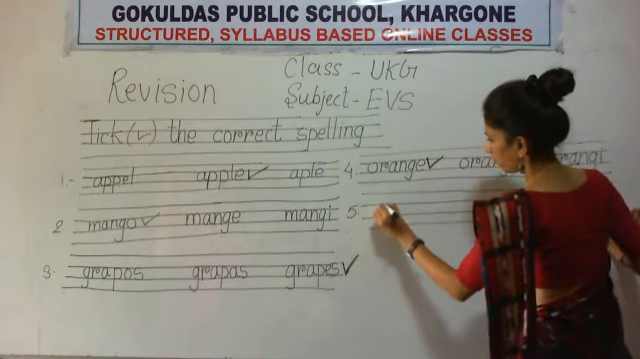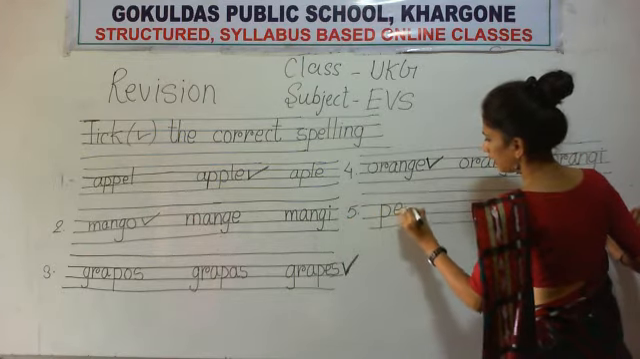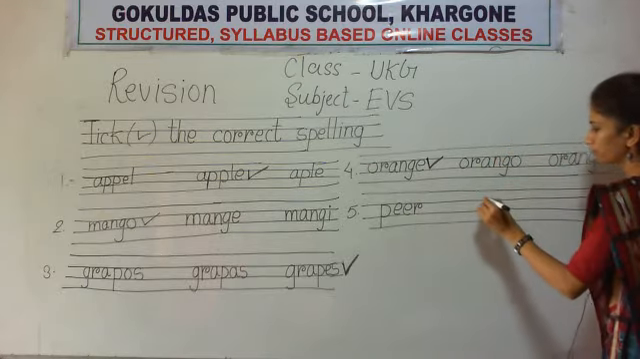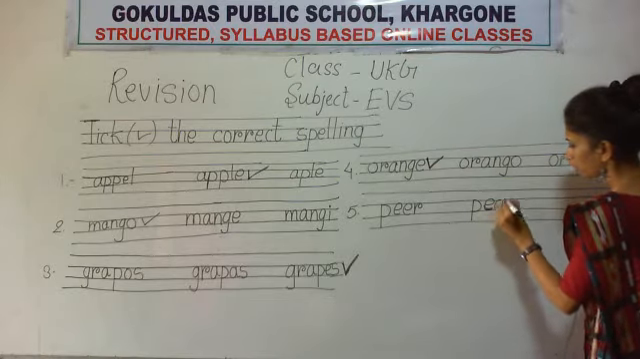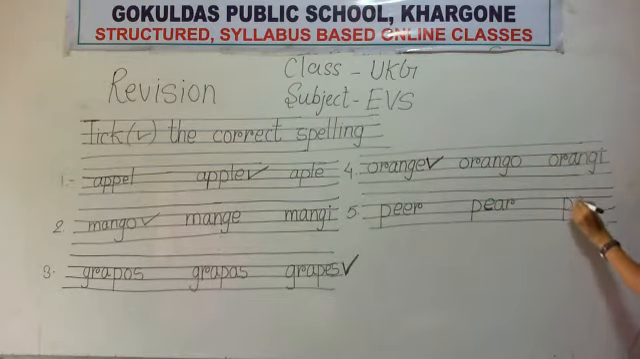Number 5. P-E-E-R, P-E-A-R, P-A-E-R. Which one is correct spelling? P-E-E-R, P-E-A-R or P-A-E-R? P-A-E-R is correct? No, this is wrong spelling.